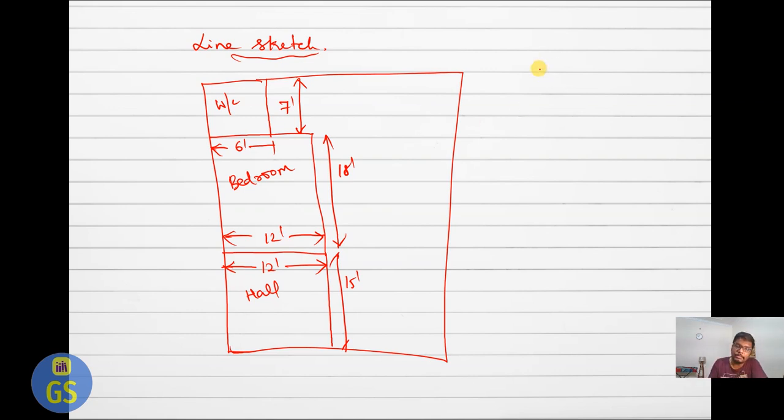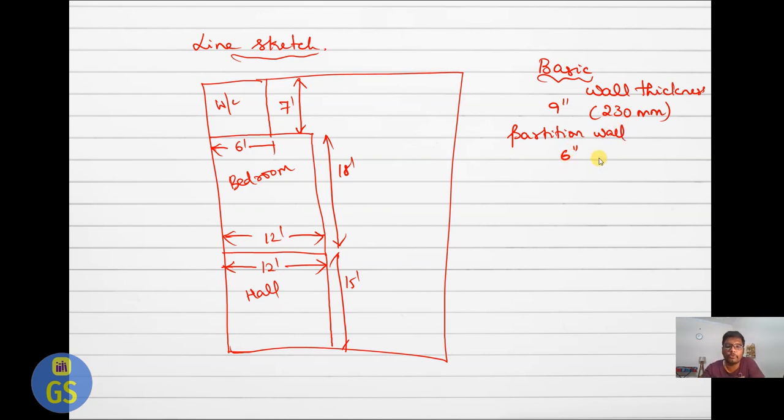Now, the basic concept of wall thickness. We take the basic wall thickness as 9 inch. Every house mostly has a 9 inch wall, which is converted into 230 mm, so we take it as 230 mm. Then there are partition walls. Suppose you have a bathroom partition wall, we generally take it as 6 inch. So these are the sizes you need to know about planning.